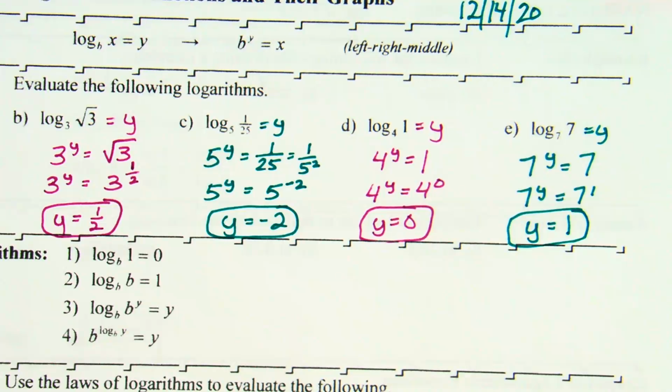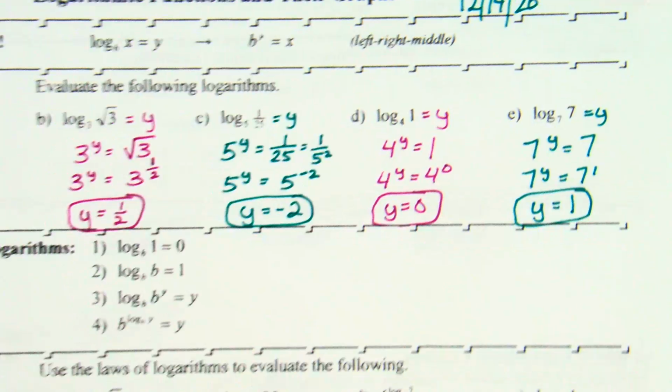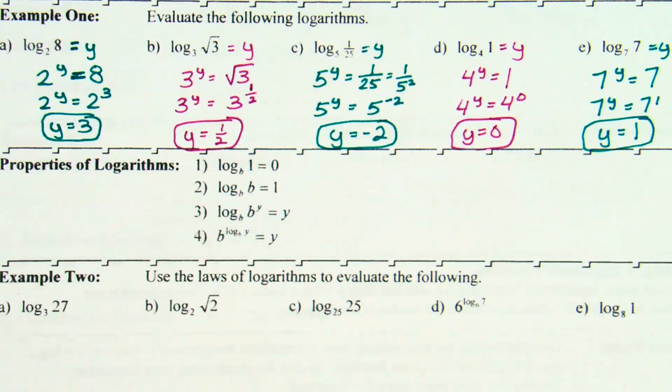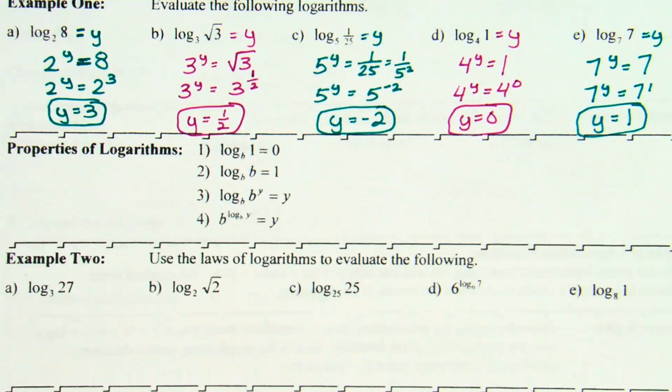Okay? Now, those last two we just did play into this next line of properties of logarithms. Notice that very first property. We talked about this on part D. Log base b of 1 is 0, always. Number 2, log base b of b, so when the b's match, the log is 1, always.